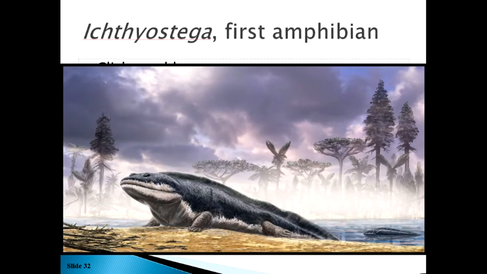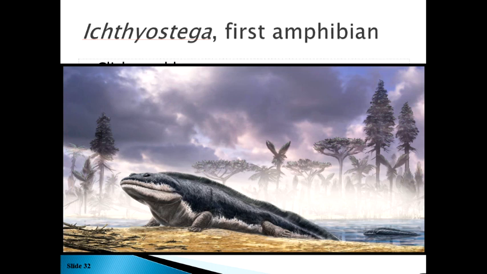Now, Tiktaalik is transitional, but the earliest or first amphibian is taken to be this creature right here, Ichthyostega. You can find a lot of artist representations of it like this, where it's half flopped in, half flopped out of the water. This is a pretty big beast, about 2 to 3 feet long. It looked basically like a giant salamander. And it is the first vertebrate creature to make this transition to land.